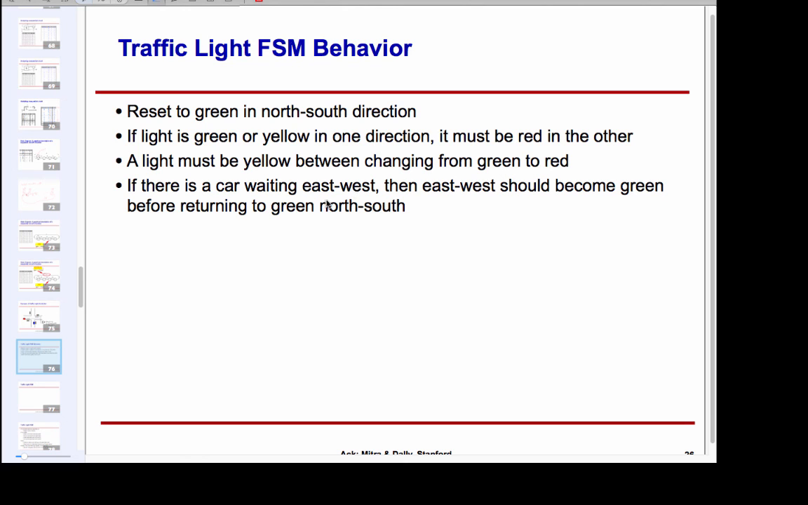If there is a car waiting on east-west, then east-west should become green before returning to green on north-south. The idea is that if there's a car waiting on east-west, we are going to turn green for a clock cycle, let that car go, and then go back to green on the north-south. And if there are multiple cars waiting, this process will keep repeating.